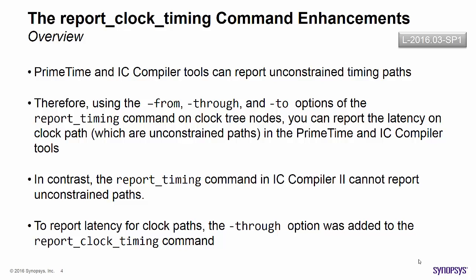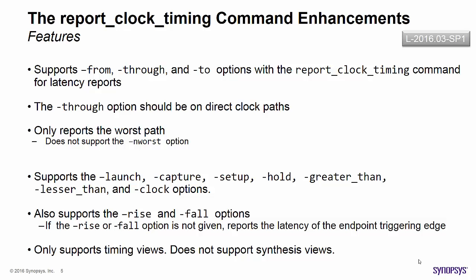To report latency for clock paths, the -through option was added to the report_clock_timing command. With report_clock_timing and the -from, -through, and -to options, you can report the latency on a clock path. The -through option should be on direct clock paths. It will only report the worst path, which means the -nworst option is not supported.